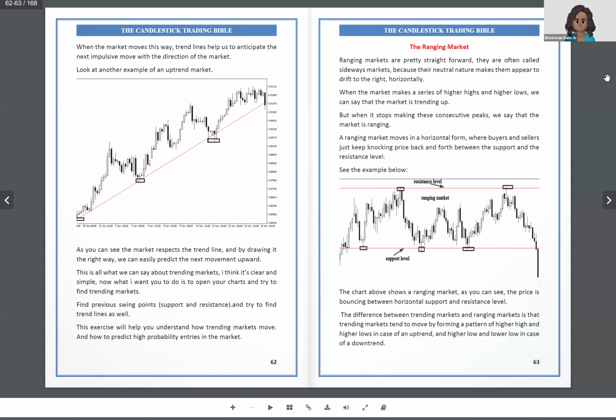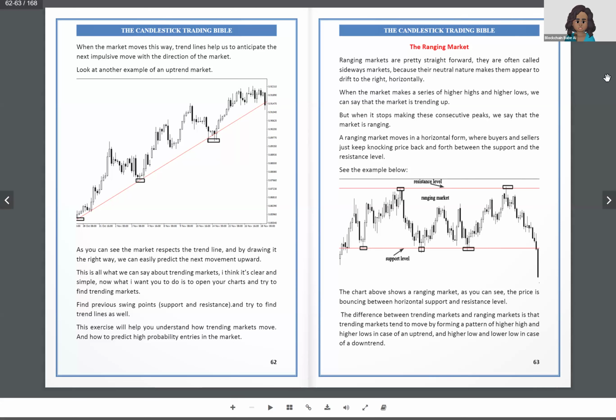A ranging market moves in a horizontal form where buyers and sellers just keep knocking price back and forth between the support and the resistance level, which, I'm not even going to lie, ranging markets are kind of the easiest too. One of the easiest. Yeah, uptrending markets are easy too because you're following the trend. But I like ranging markets too because it's like a ping pong. It goes up, down, up, down. And then, as we see in this picture right here, the last candle broke through the floor, aka the support level. Okay.